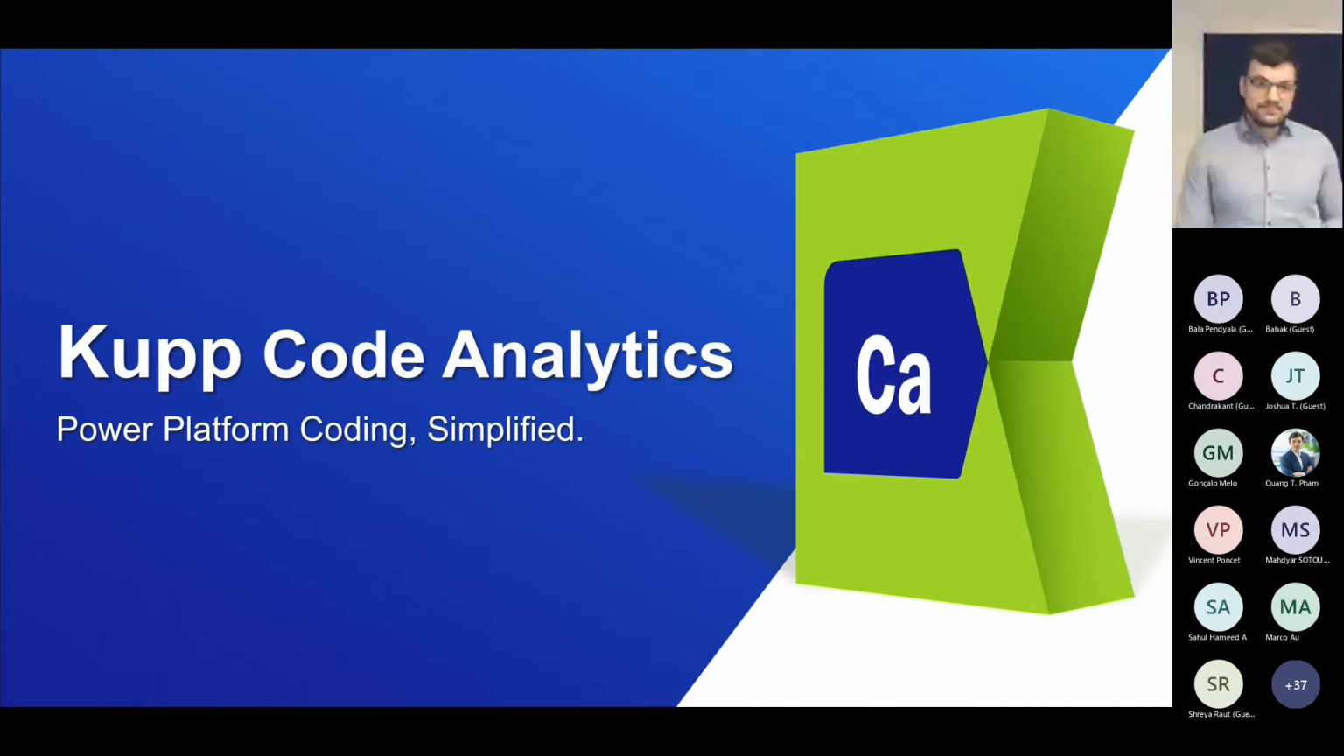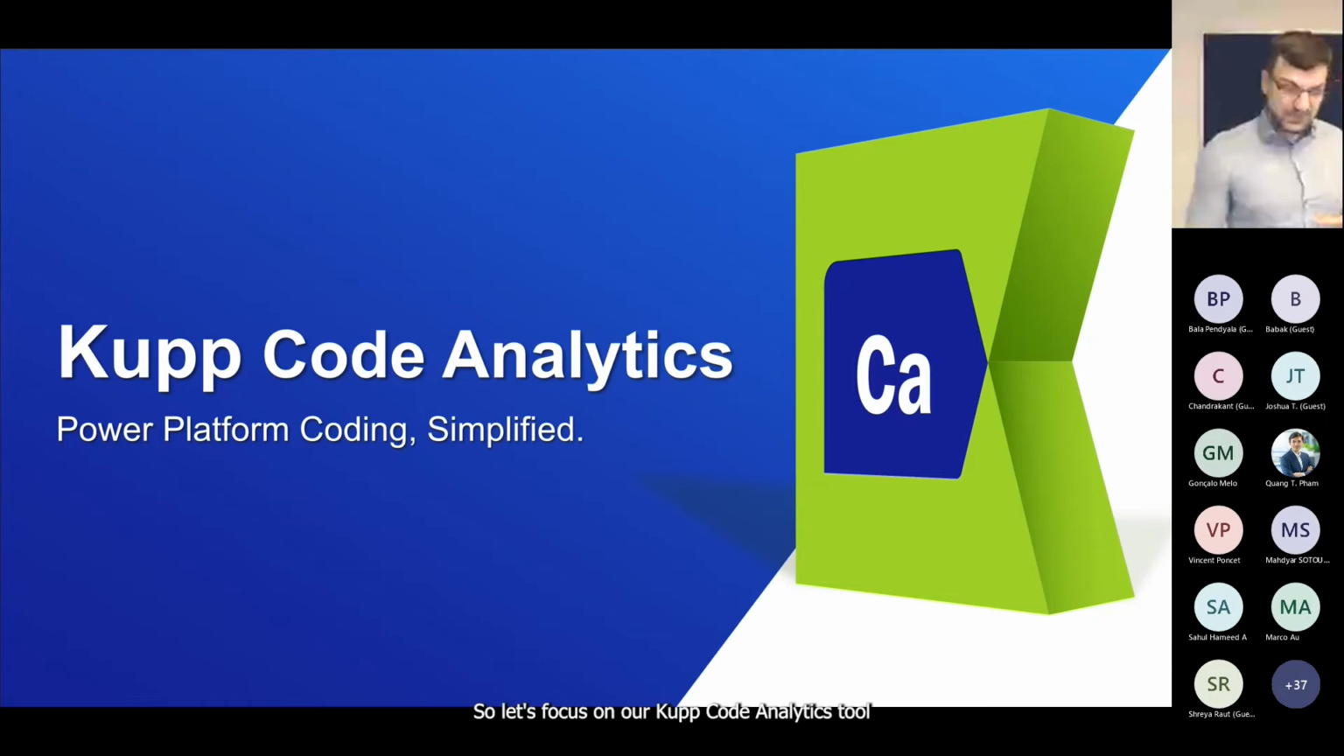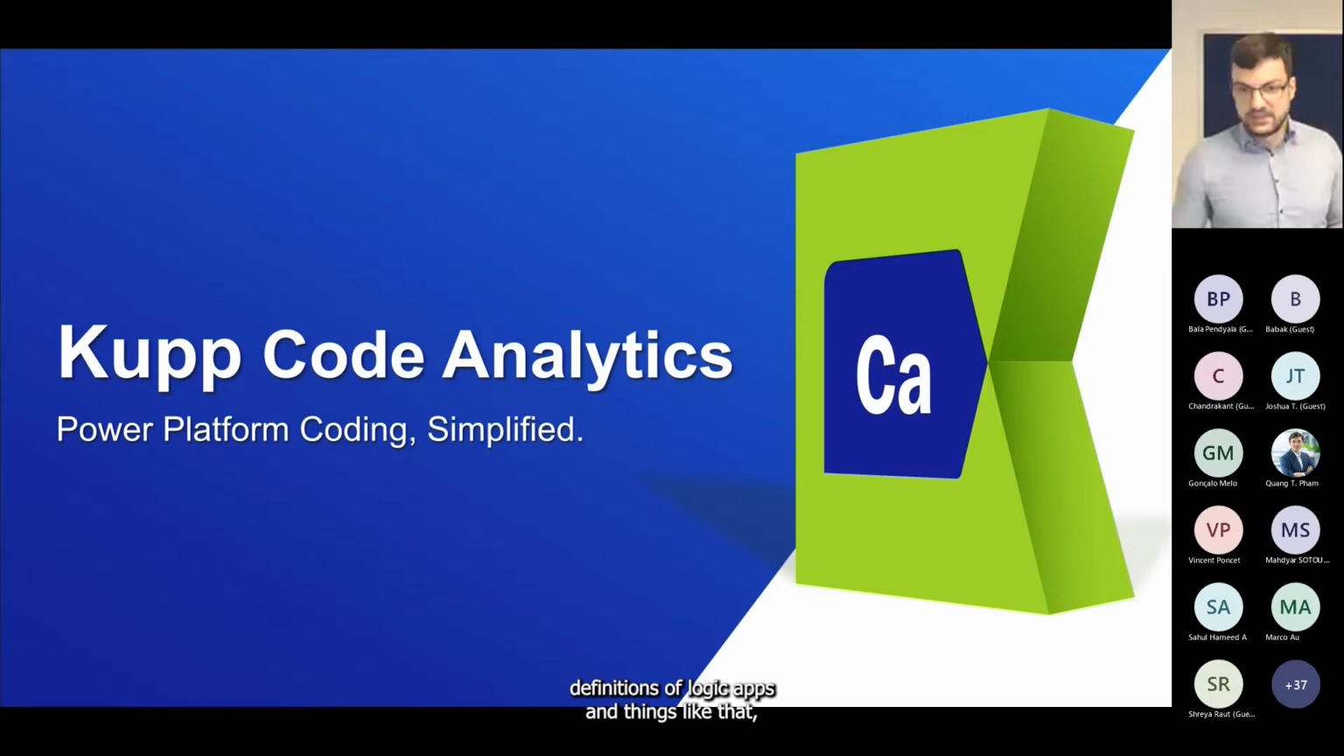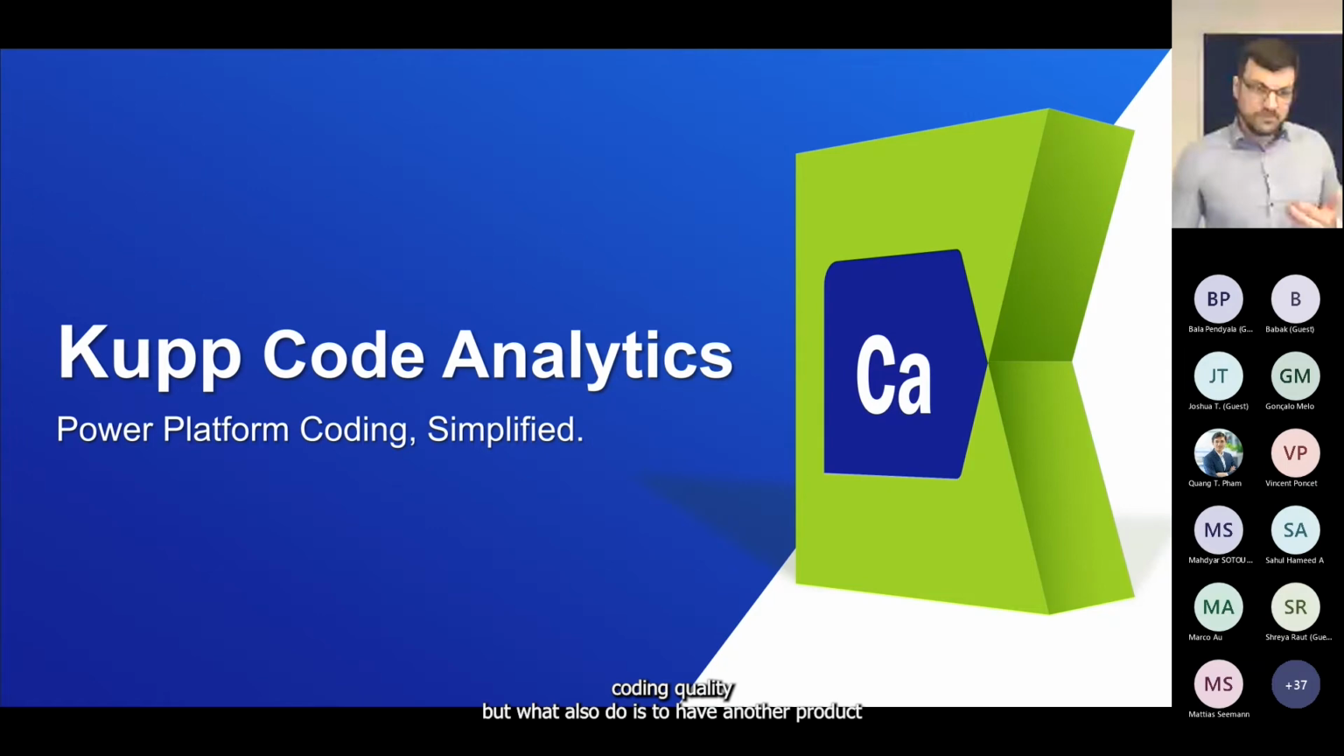Okay, I'm done with the common part in the introduction. So let's focus a little bit on our code analytics tool. As I said, Kupp Code Analytics is basically a platform to analyze code, but also JSONs or definitions of logic apps and things like that. What we provide right now is a Visual Studio extension to use that technology to improve your coding quality. But what we also do is there's another product.